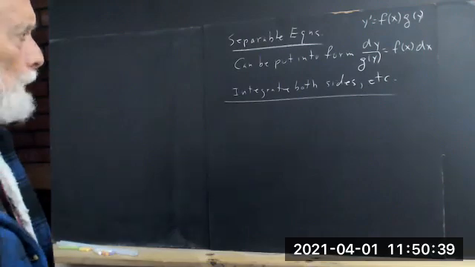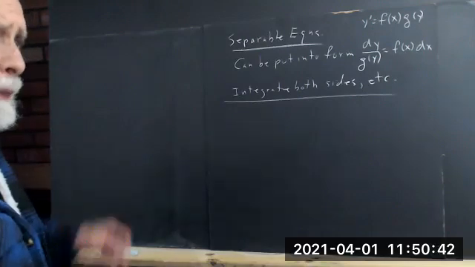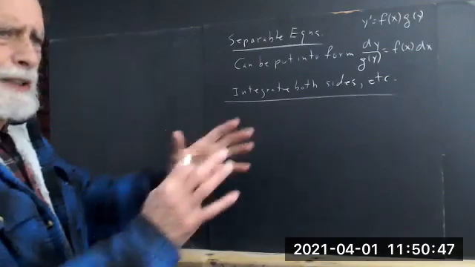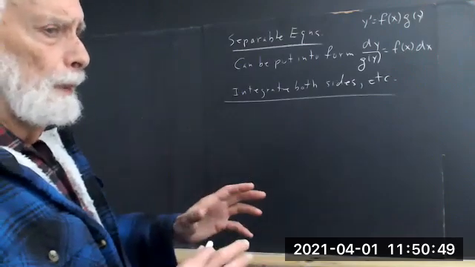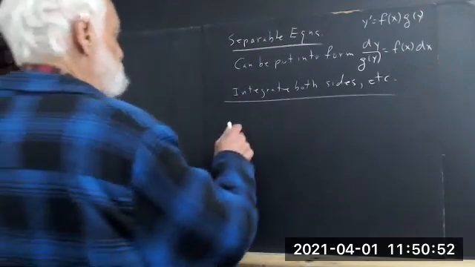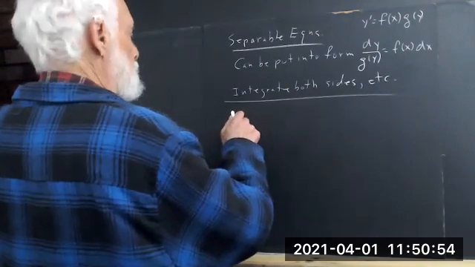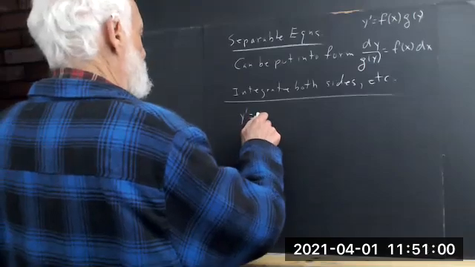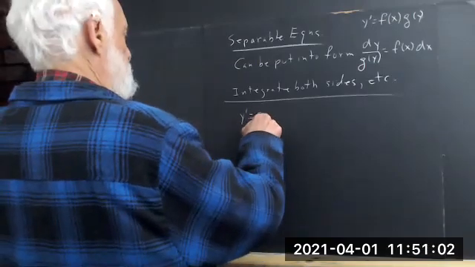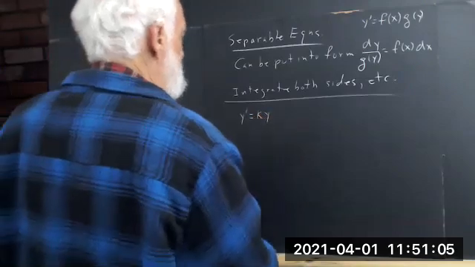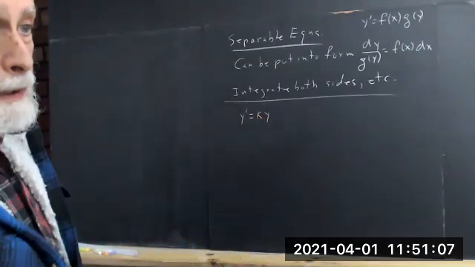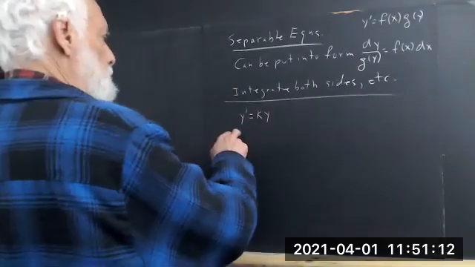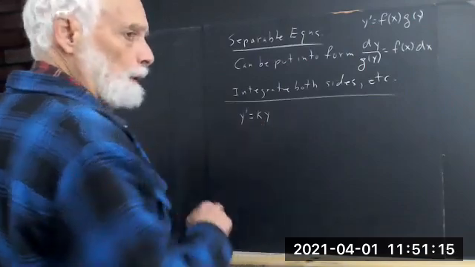I don't want to say too much about this, but there's one important equation that's separable. I'm just going to state a few examples because most of the examples are really straightforward. So one example is y prime equals ky. That's like your population model. The rate at which your population changes is some multiple of your population.